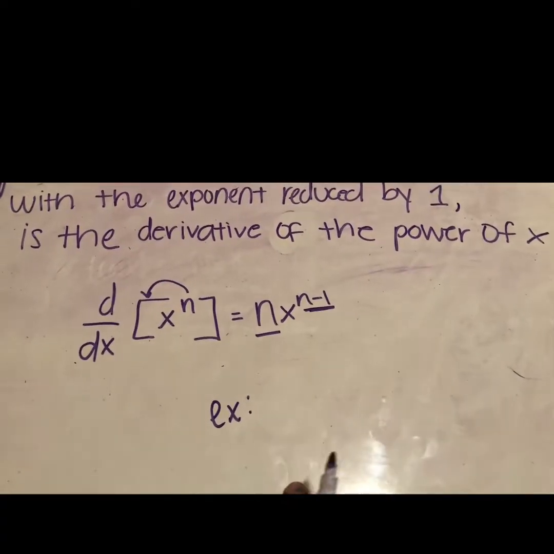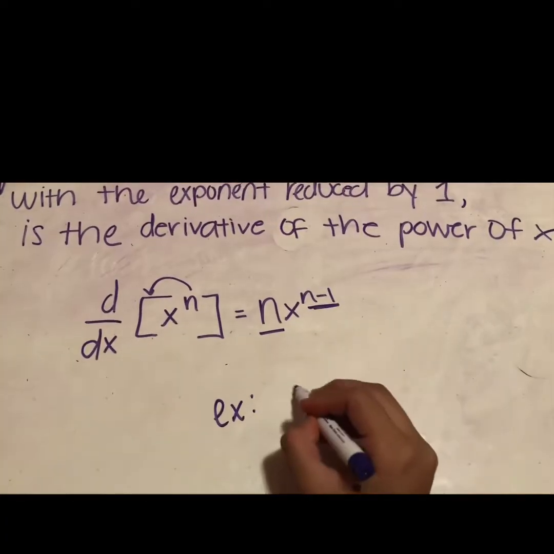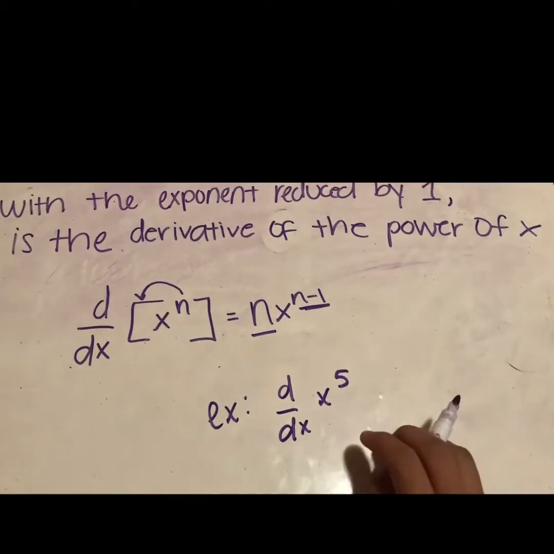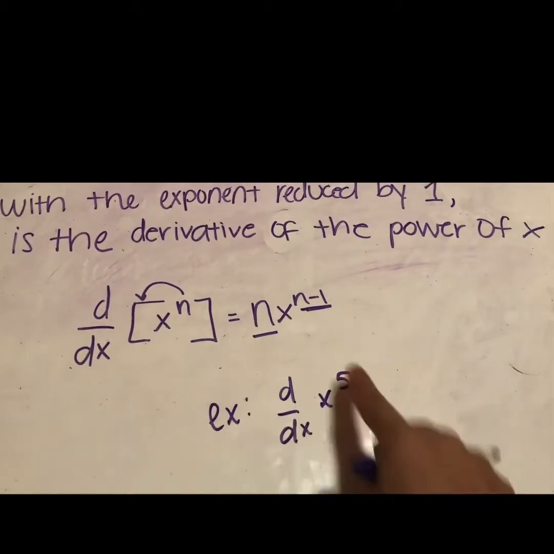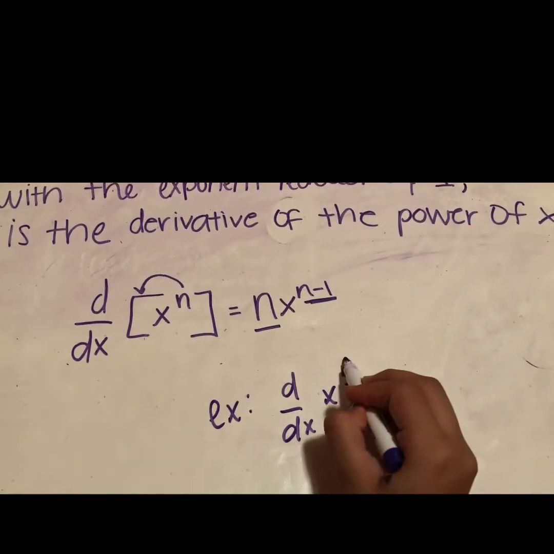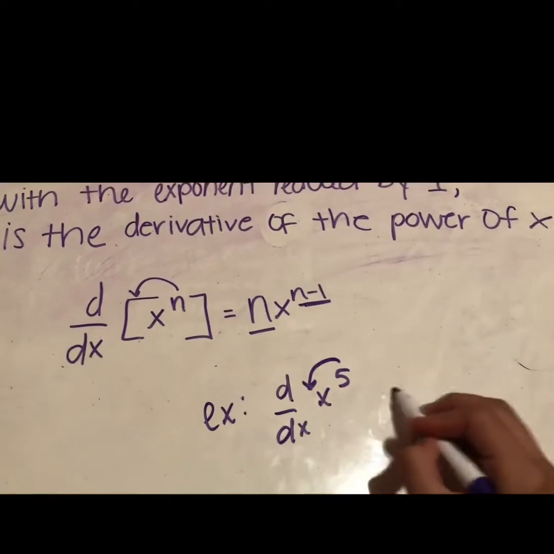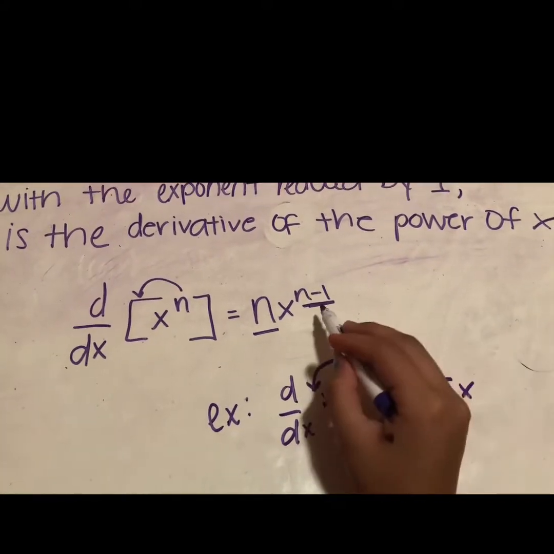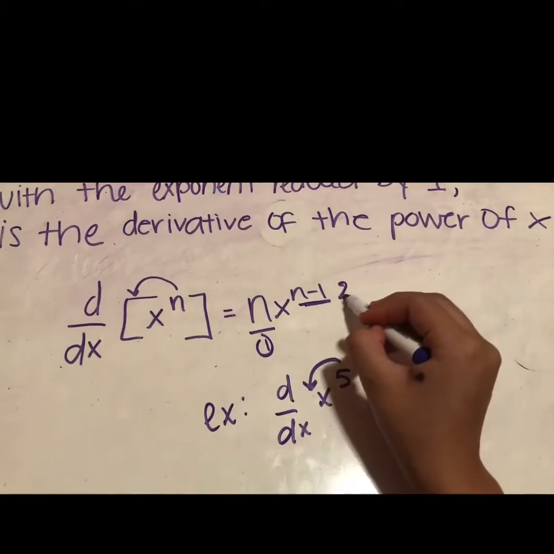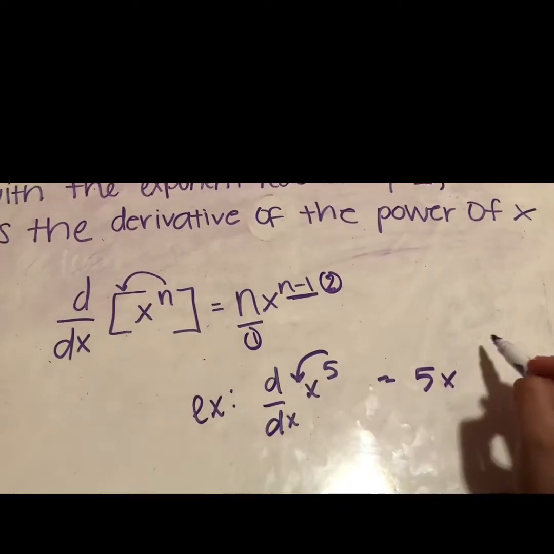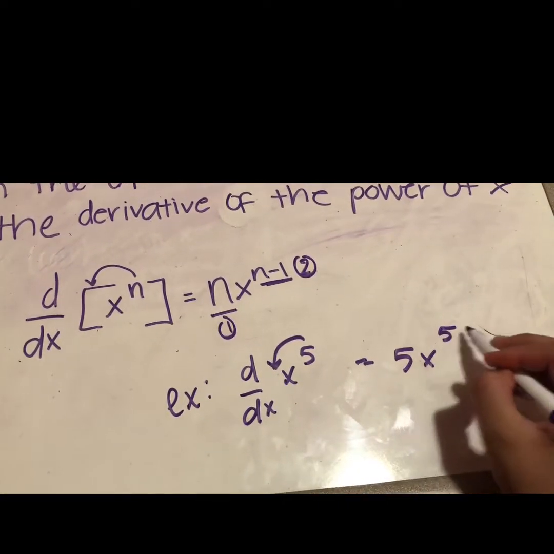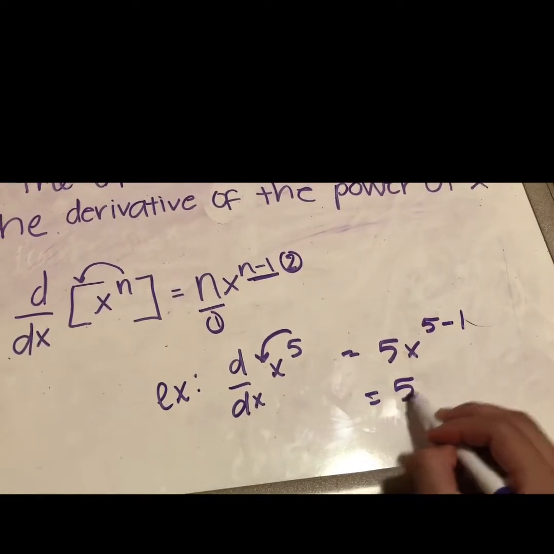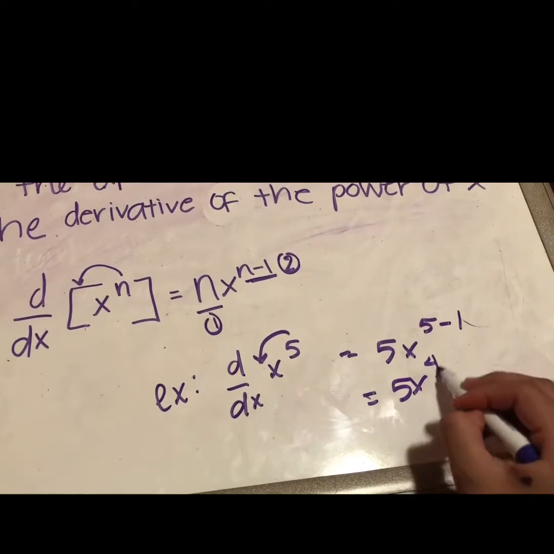An example of this can be how we have the derivative of x to the 5th. By using this rule, it states that we should bring the exponent to the front. That's our first step, so then that would become 5x, and then our second step would be to subtract the exponent by 1. So then we do 5 minus 1. So our final answer would end up being 5x to the 4th.